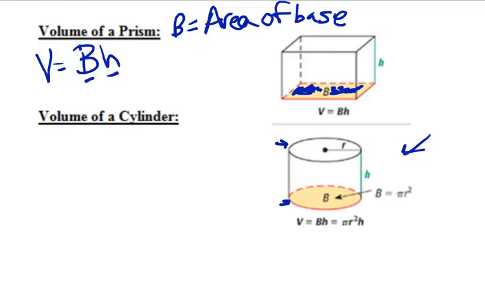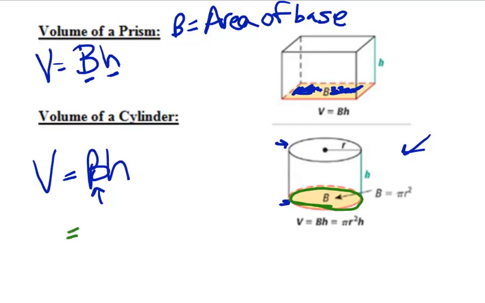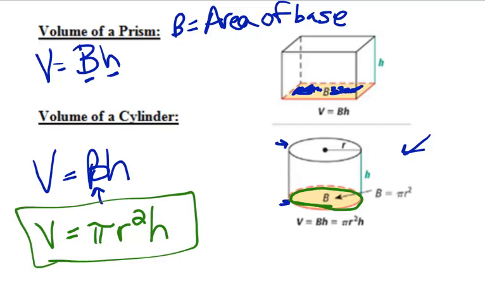So let's look at the volume of a cylinder, which is, again, base times height, where we have to take a closer look, though, at what the base is. So what is the base? Well, I have a circle, and since my base is a circle, the area of the base is pi r squared times h. So for the volume of a cylinder, that would be your formula.